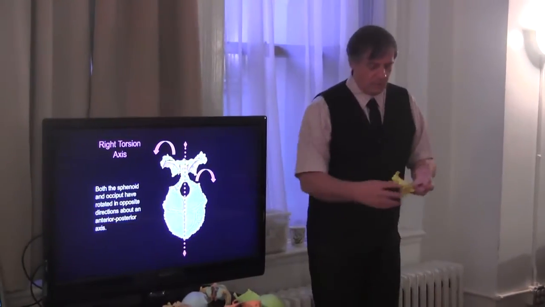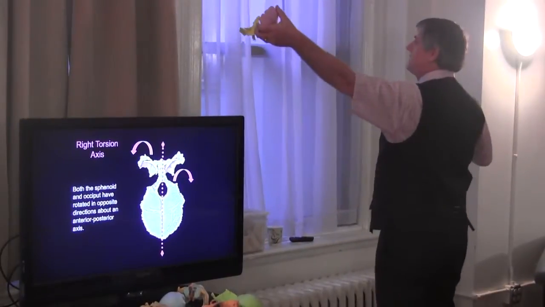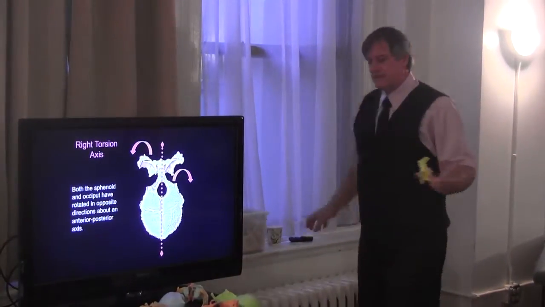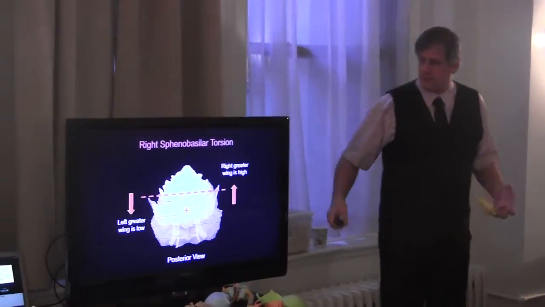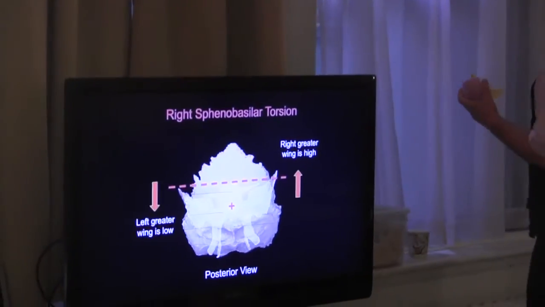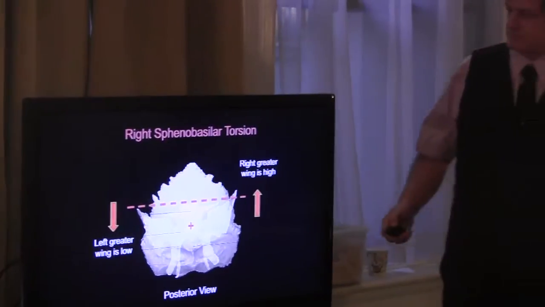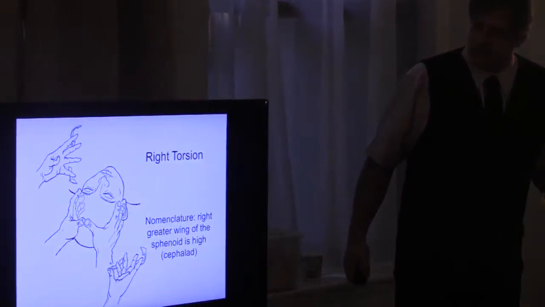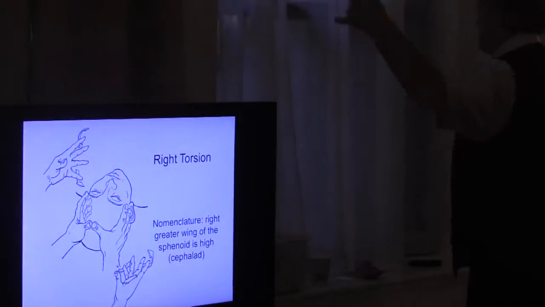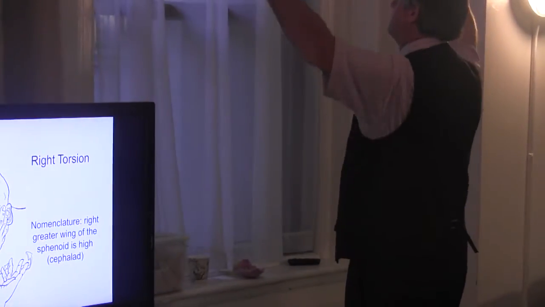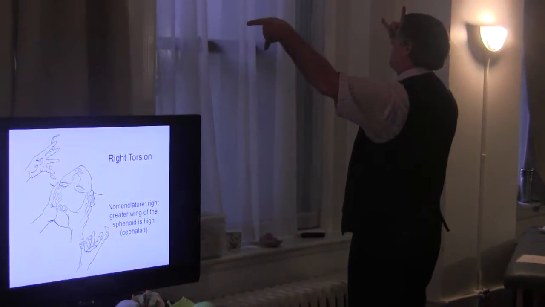So what I've shown here is the right torsion, meaning if a patient's standing just this way, the right greater wing is high. And that's the nomenclature that Sutherland used, and so we just stick with that. Here's a back view, same way that I'm standing. The right greater wing is high, which means the left greater wing is down. So this is going to be our flexion, this is extension, this is right torsion, and that's left torsion. It's the right greater wing coming high.